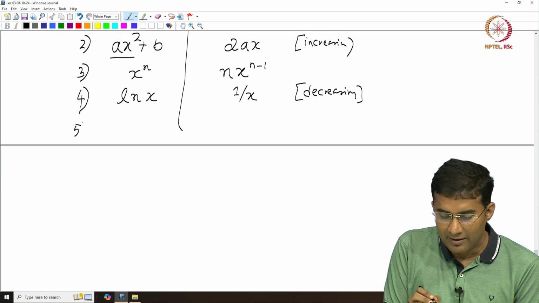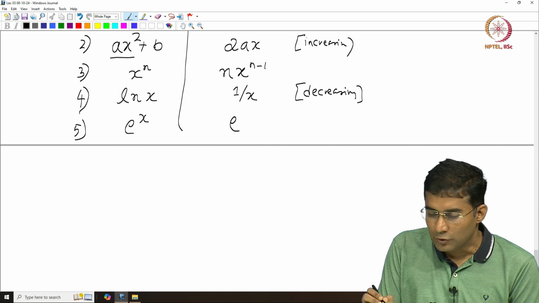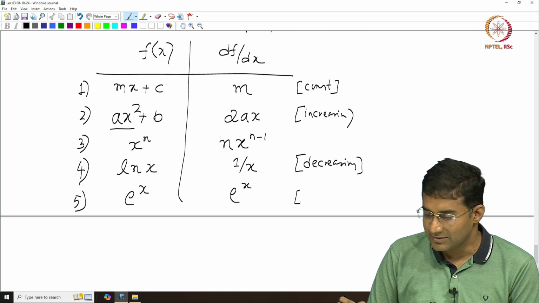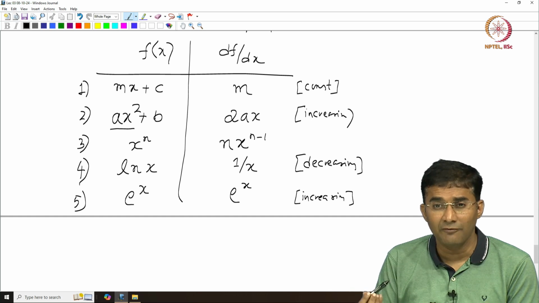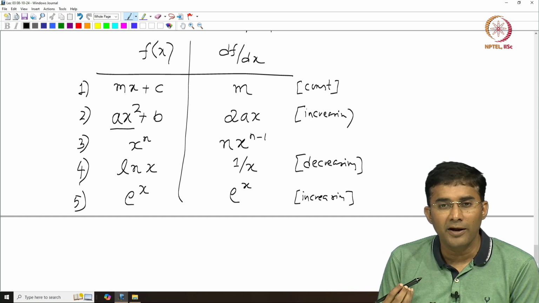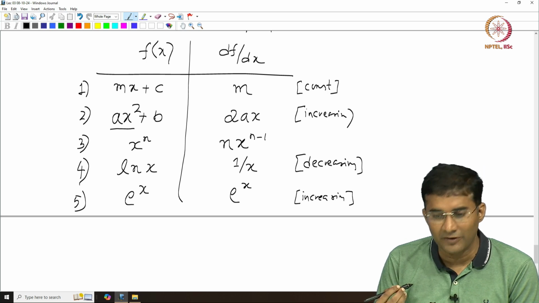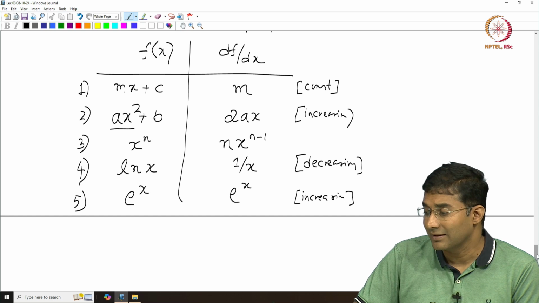Let us look at another important function, which is the exponential function. The slope of the exponential function is itself. It is very interesting in the sense that if you take the derivative, you get back the same function. That means at every point it is as rapidly increasing as the original function, whereas for the logarithm the slope is 1 over x, which is reducing with x, and therefore it is a fundamentally different function.